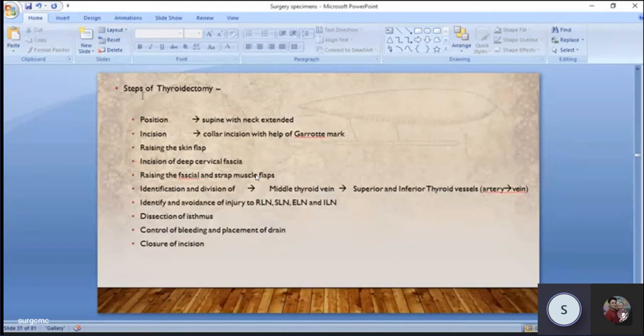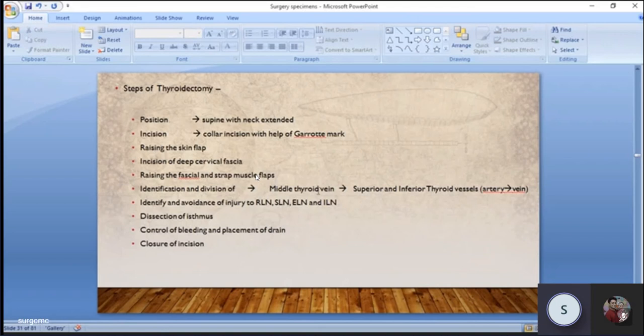So the next question comes to you: what are the steps of thyroidectomy? Operative steps, yes, you should be thorough with them. Okay, these are the basics. What are the long cases? You should be very thorough with the operative steps and complications. So what is the position? You should know how we give the incision. Okay, raising the flap. Then we do a deep cervical fascia incision. We raise the muscles, the strap muscles.